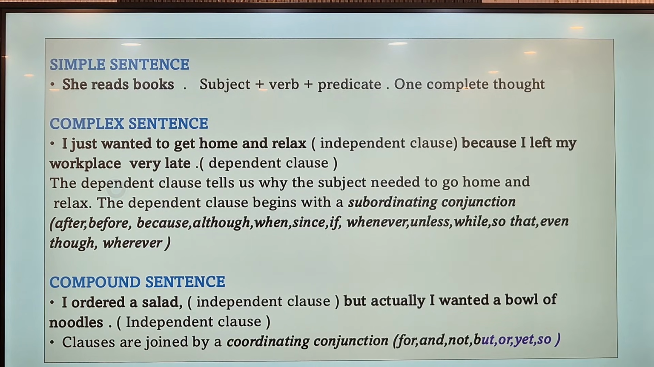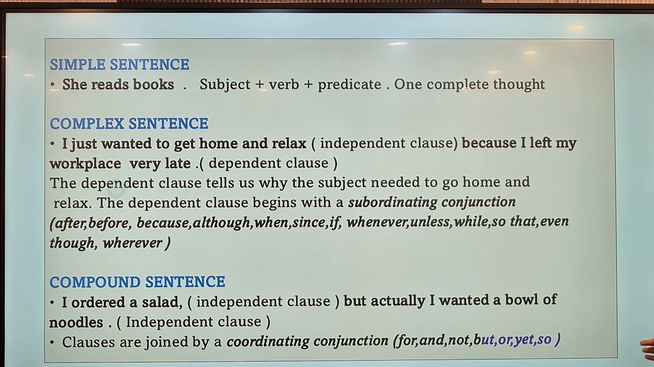So for compound sentence, I ordered a salad. This is an independent clause, but actually I wanted a bowl of noodles. So here both are independent clauses. I wanted a bowl of noodles. This is joined by a coordinating conjunction.